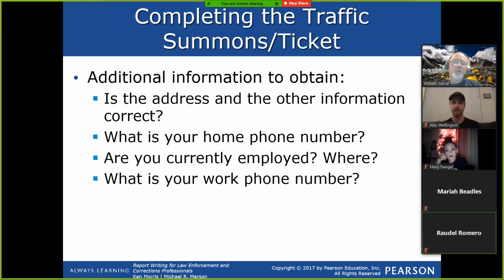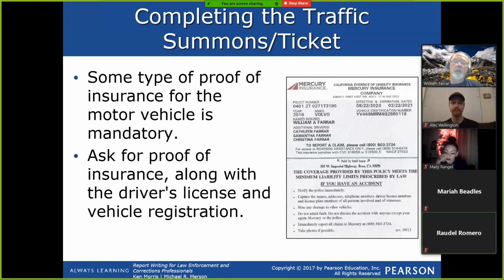If there's a box for employment on the ticket, you can ask. If there isn't, you shouldn't ask for it. But again, this is going to be state to state on whether they ask for these things. Now, if it's a traffic collision, sure, you're going to want to get all of this information in there. But on a regular citation, you may not want to.